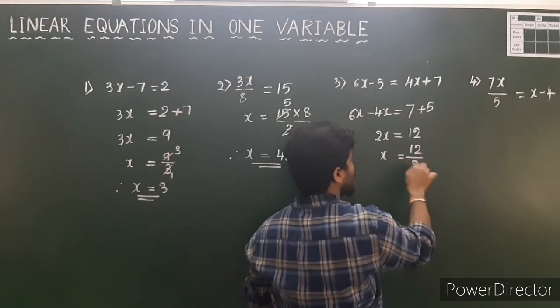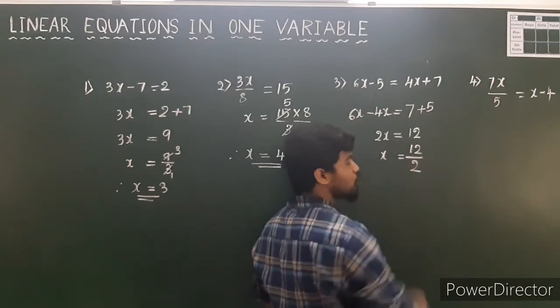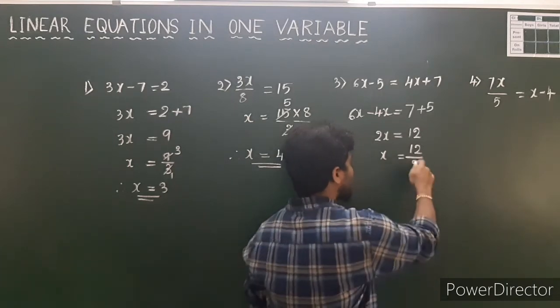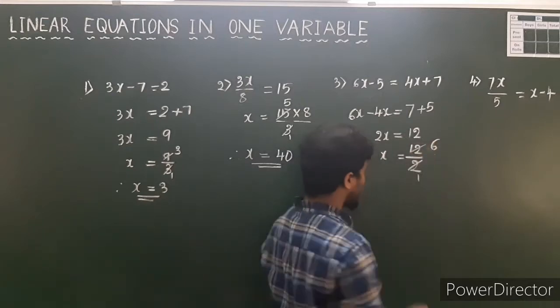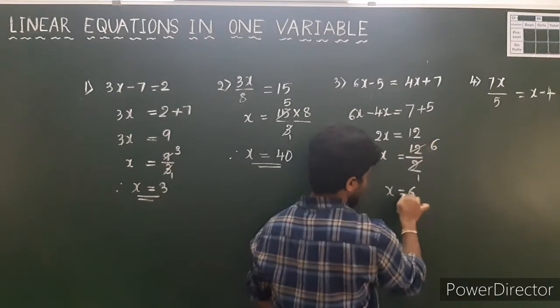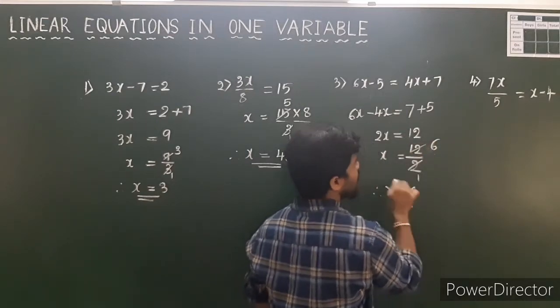12 by 2. So when 2 is transposed to RHS, that will divide. So 2 ones are 2, 2 sixes are 12. So x is equal to 6. Therefore x is equal to 6.